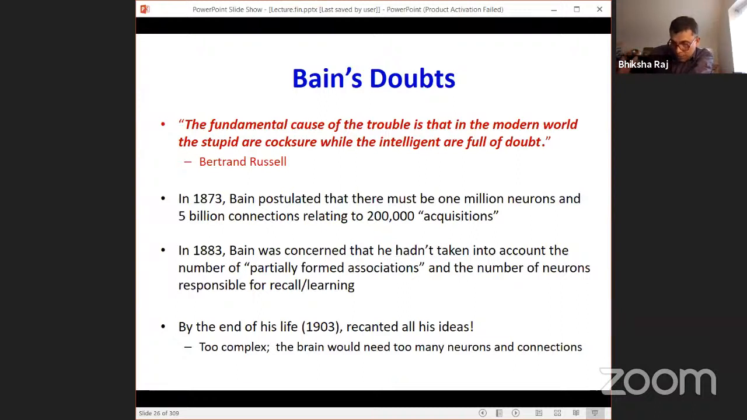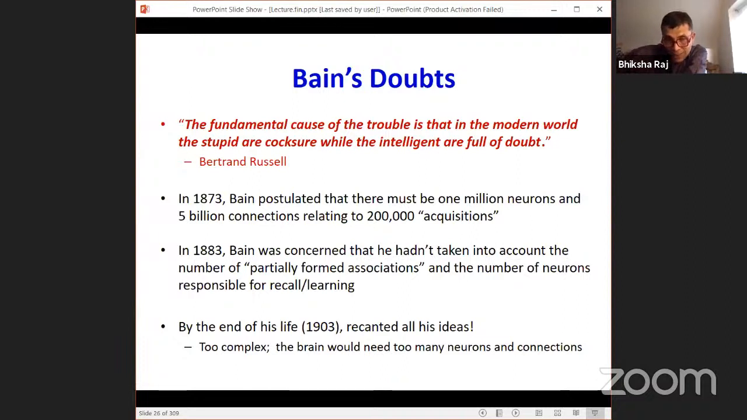these associations, these percepts, don't just come in fully formed, that they must be built over time. He realized that he had not taken into account partially formed associations, and that the number of neurons required to learn even just 200,000 acquisitions would be much larger than the numbers he had here. And another 20 years later, he just recanted all his ideas. You know, the numbers don't add up, I'm sorry, I'm wrong. And then he died because he thought there just weren't enough neurons in the brain.